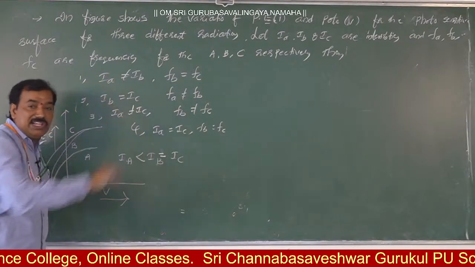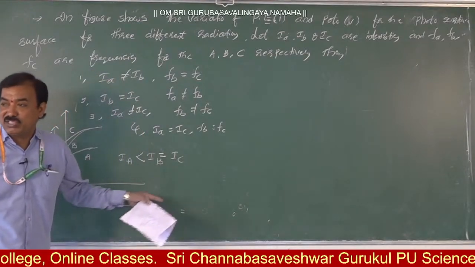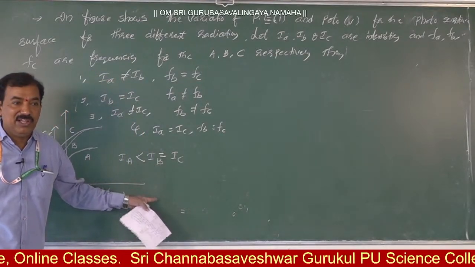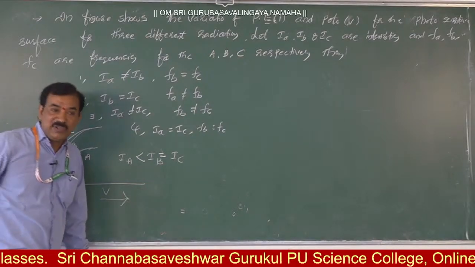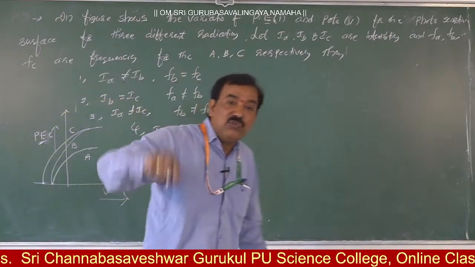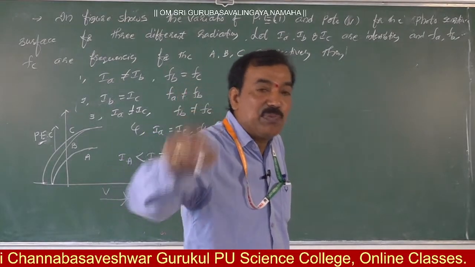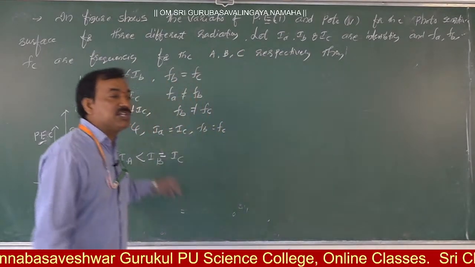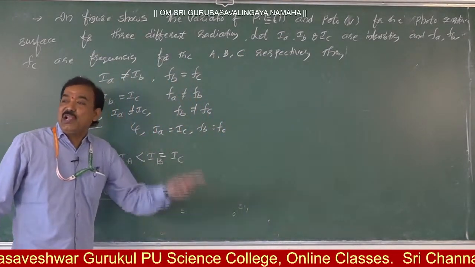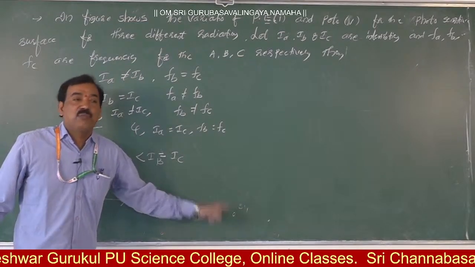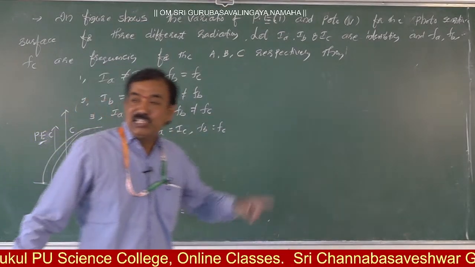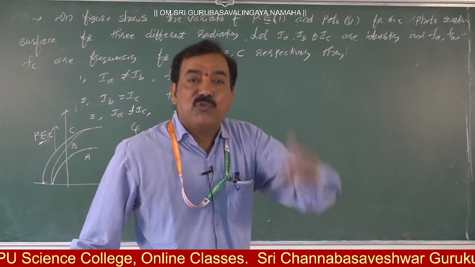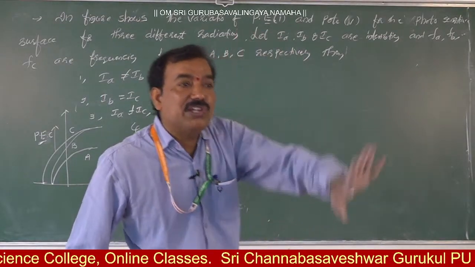So IA is less than IB and IC. Is it clear here? Okay. I told you this is the second graph of the photoelectric effect. The saturation photoelectric current depends upon the intensity of the incident light. So whenever the intensity is increased, the photoelectric current is also increased.